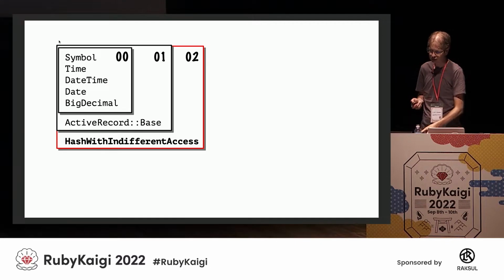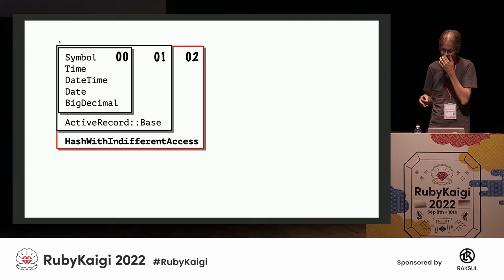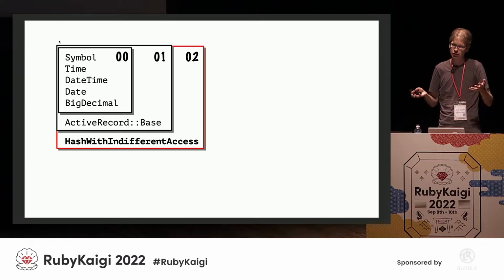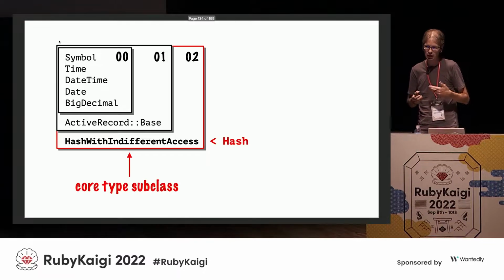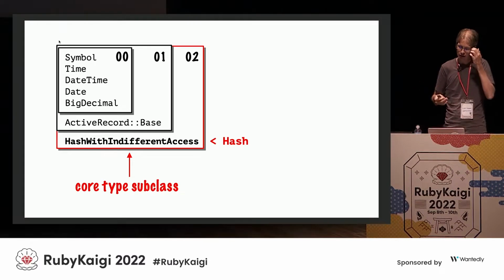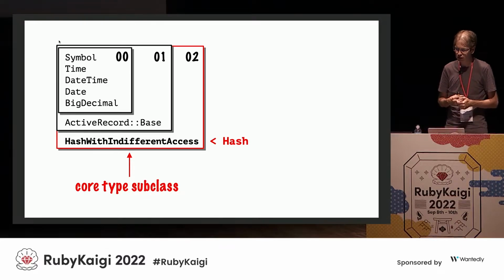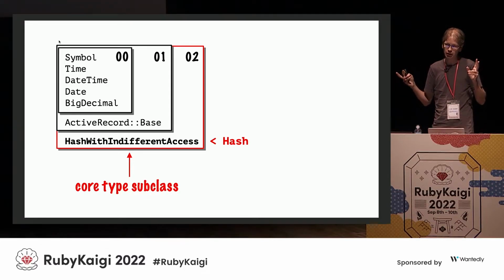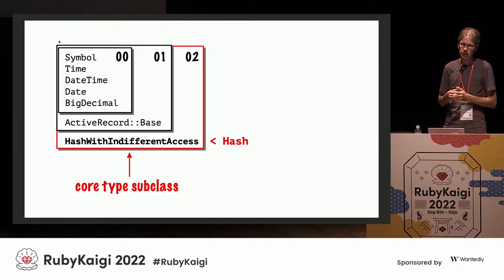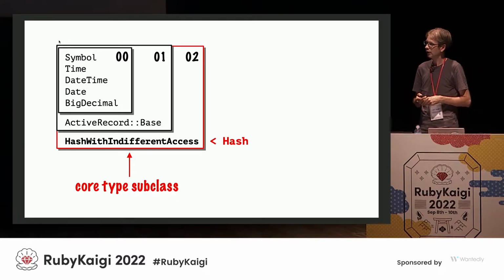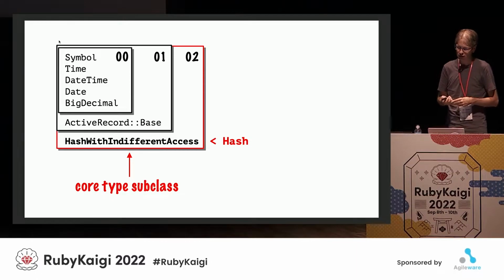The next one that we hit was HashWithIndifferentAccess. If you know Rails or ActiveSupport, this is basically a subclass of Hash, and it can deal with symbol or string keys interchangeably. So it's a core type subclass, right? Which I mentioned that Marshal will handle out of the box, so Marshal handles this, of course. MessagePack does not handle this.